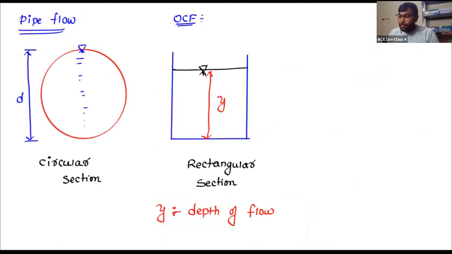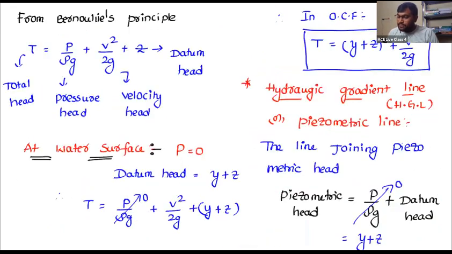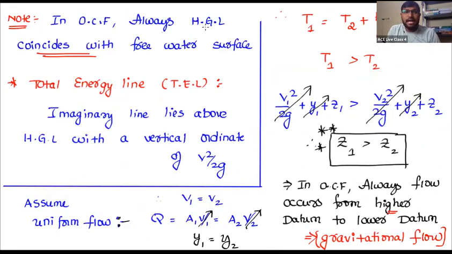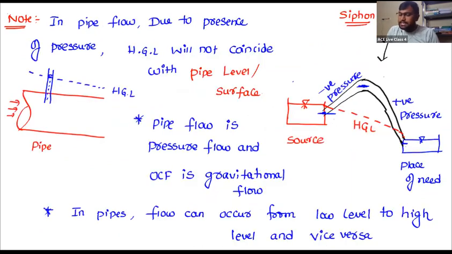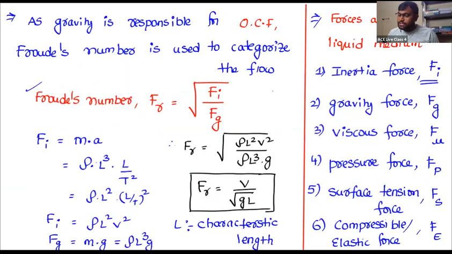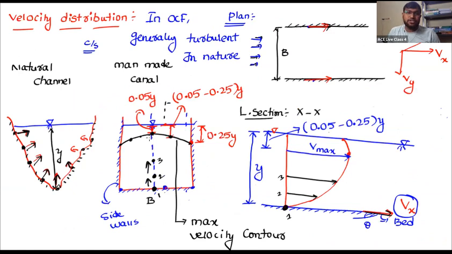And in the case of open channel flow, the hydraulic gradient line always coincides with the free water surface. Whereas in the case of pipe flow, the hydraulic gradient line will not coincide with the free water surface. And then coming to the velocity distributions, this is the velocity distribution. As many people have not come across pipe flow, I'm not going to discuss the velocity distribution of pipe flow. So that's about the basics and introduction regarding open channel flow.